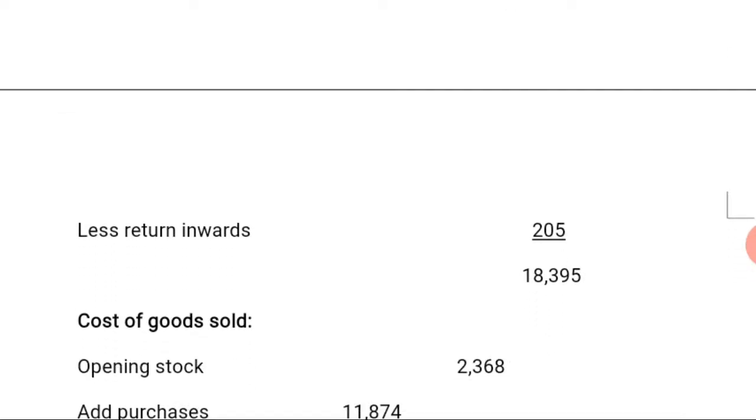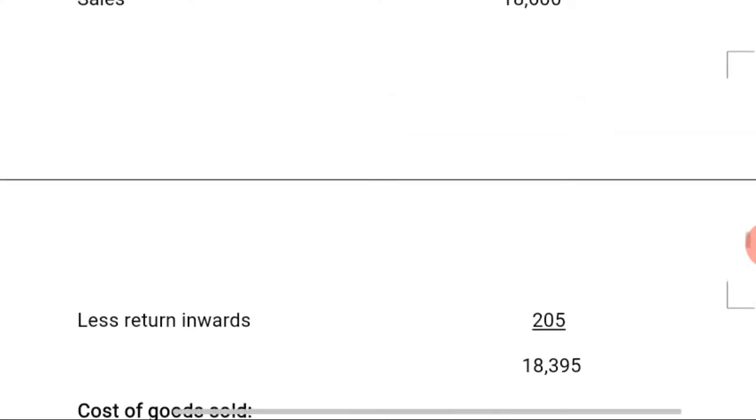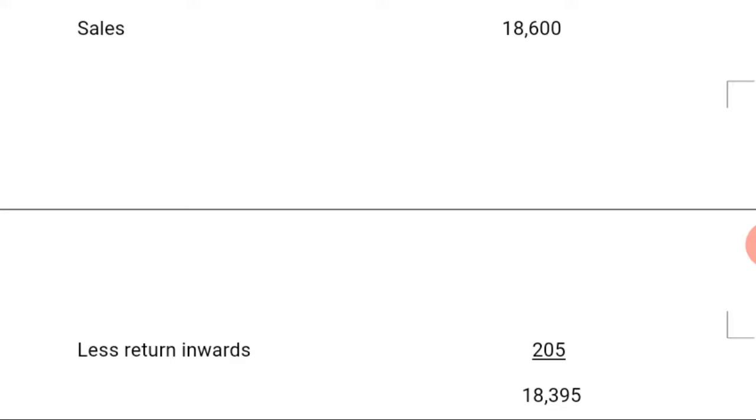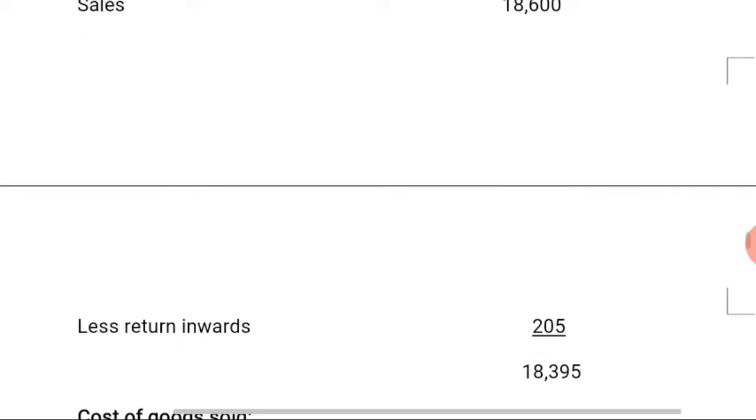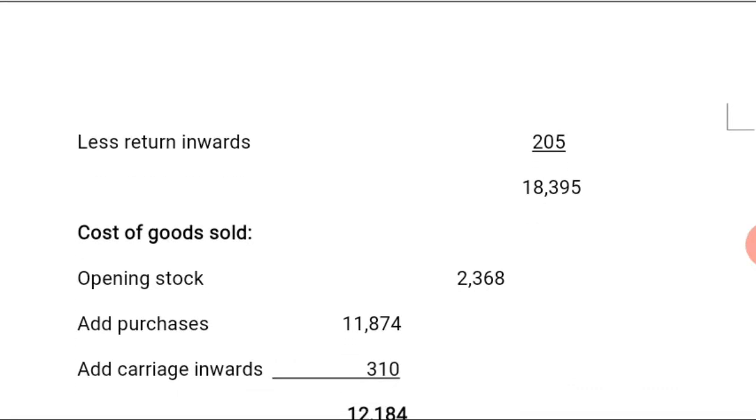From it, deduct or less return inward, which amounted to 205 naira from sales. It gave us the net sales of 18,395 naira. From there, you now move to how to determine the cost of goods sold, which you are going to deduct from the net sales.